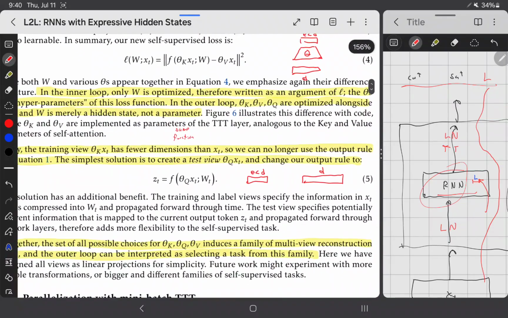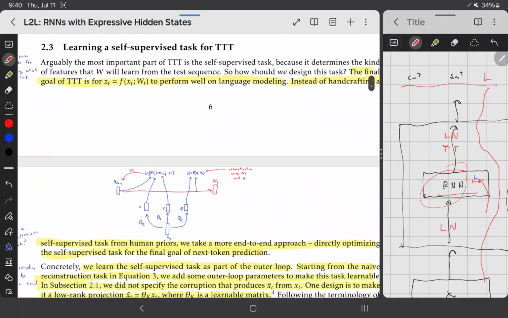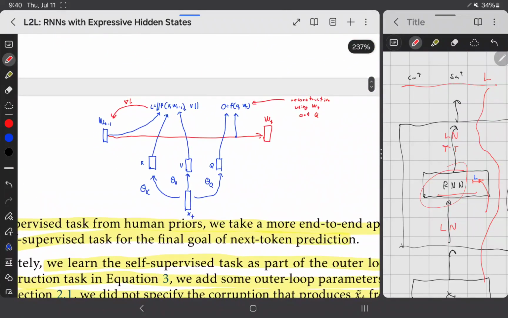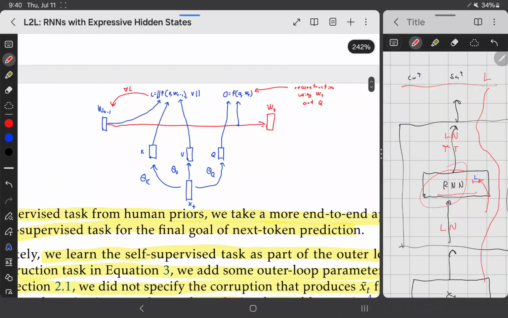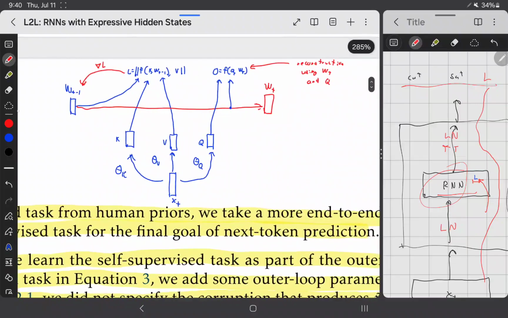So yeah, basically this is the idea. And here is a diagram I put together to simplify this a little bit. It looks bad, but let me explain it. So this is our input token here at time t, and this is our hidden state here at time t-1.